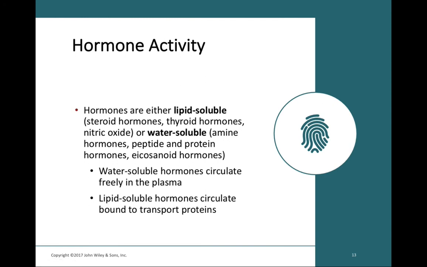Steroid hormones, thyroid hormones, and nitric oxide are all examples of lipid-soluble hormones, while amine hormones, peptide and protein hormones, and icosanoid hormones are all examples of water-soluble hormones. So what we're going to see about the two different chemical classes of hormones is that both of these will circulate differently because the blood plasma is a water-soluble environment. These water-soluble hormones are able to get dissolved into the blood plasma, while the lipid-soluble hormones have to have transport proteins that will allow them to freely circulate in the bloodstream. This is because lipid-soluble hormones do not mesh well with the watery characteristics of blood plasma.